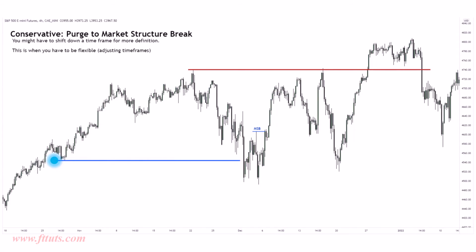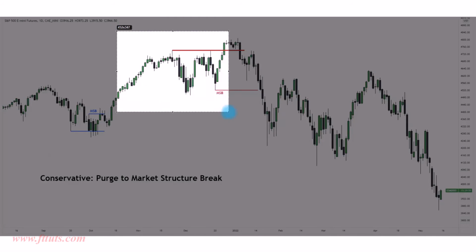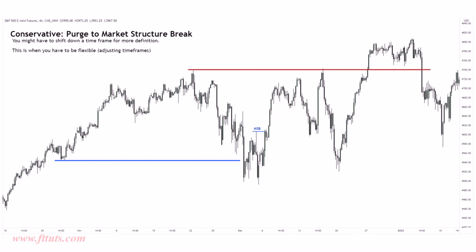So here, for instance, was this low right here, but we don't see a high we can consider as a market structure break here. Right, there's no highs here we can consider. So this is when we shift down a time frame into the 4 hour for more definition, and that's what I did here. I shifted down, and then you can see since we went down a time frame, we can see more swing highs and more swing lows. So when price did take out that low, we can see, okay, that's a clean market structure break.